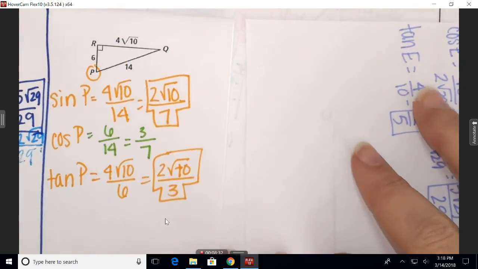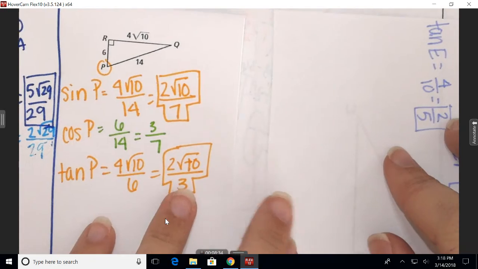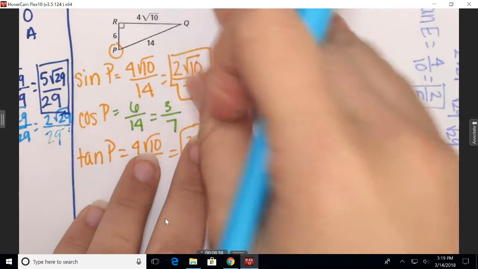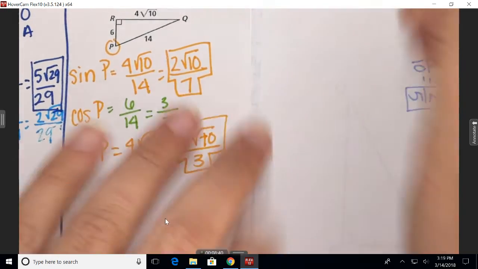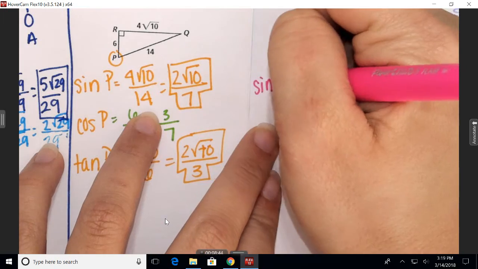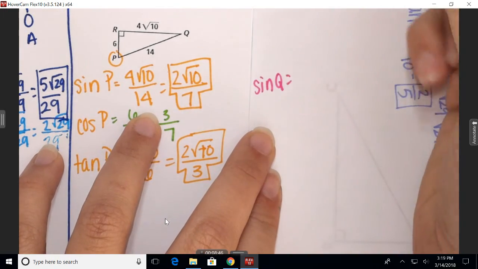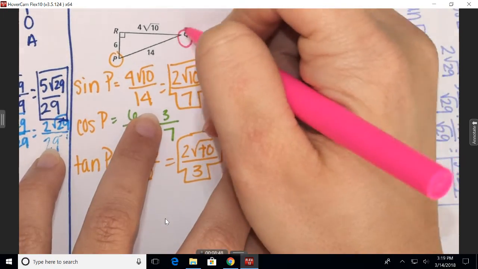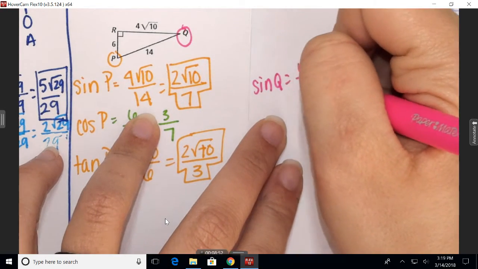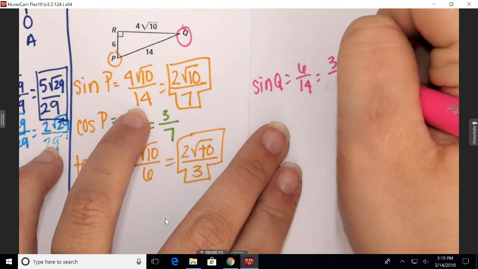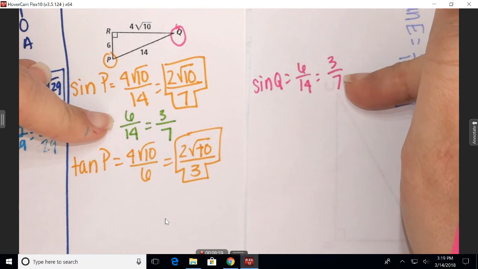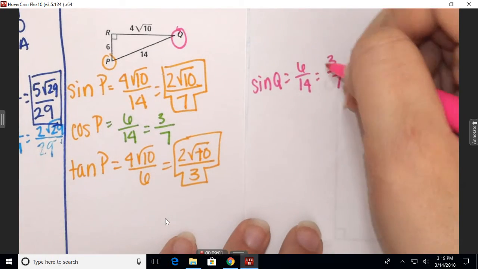Now I'm going to do the cosine, sine, and tangent of Q. So the sine of Q is, this one is Q, so it's opposite divided by hypotenuse. So that's 6/14, which reduces to 3/7. And remember, the sine of Q and the cosine of P should be the same thing. We did it right.